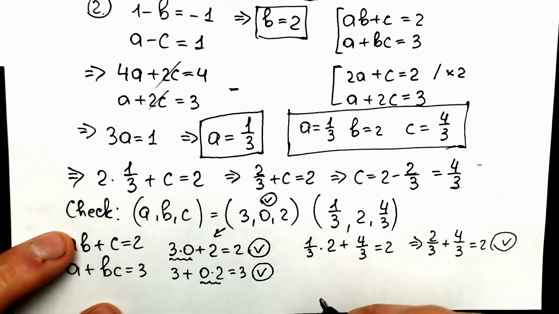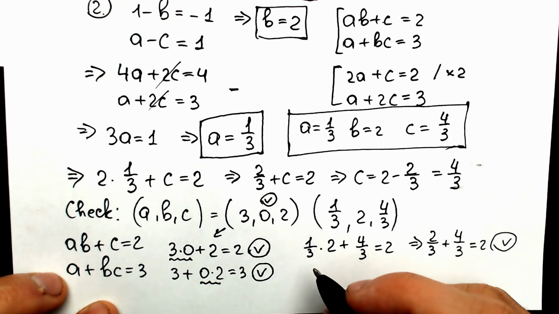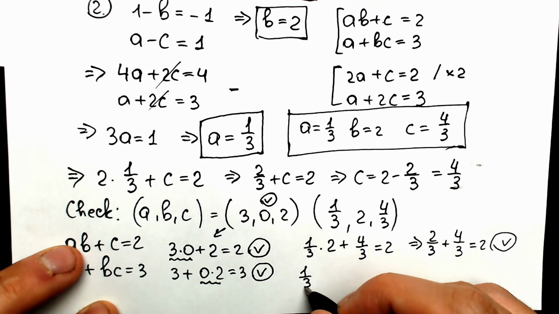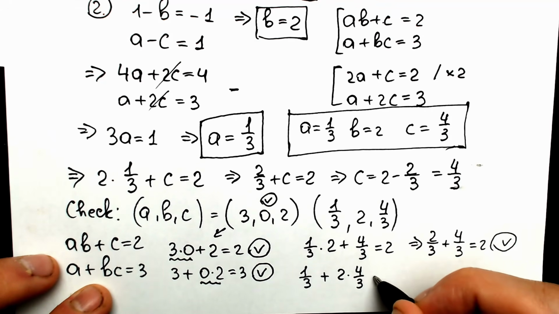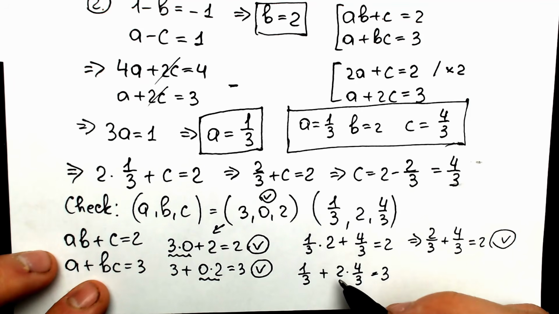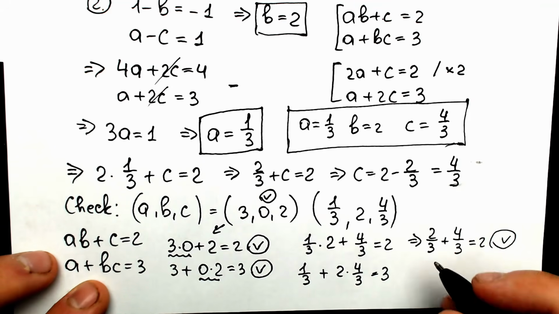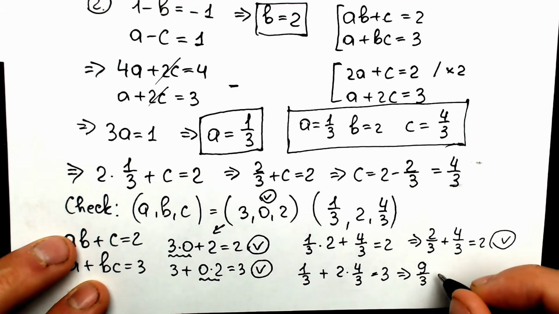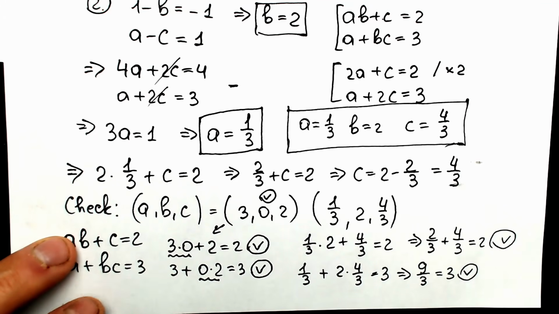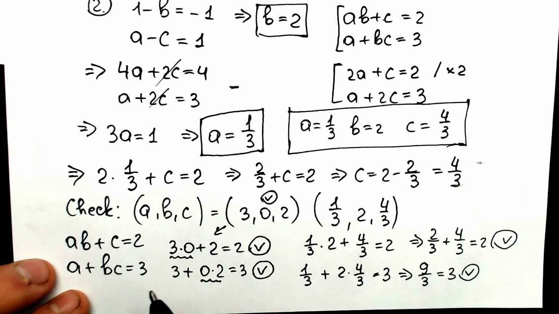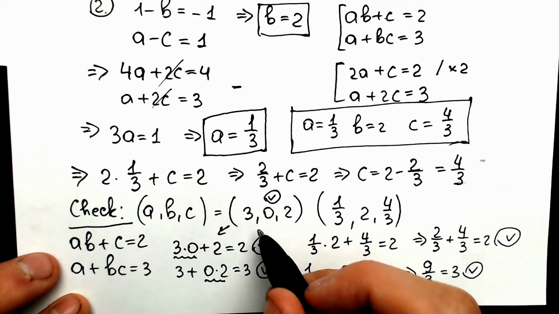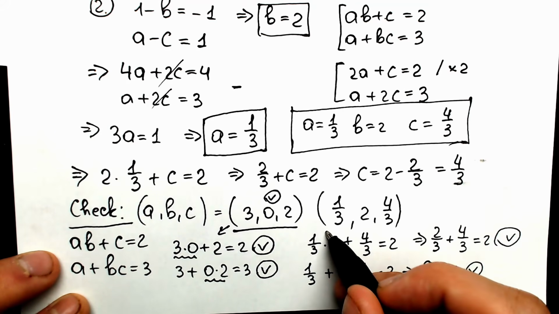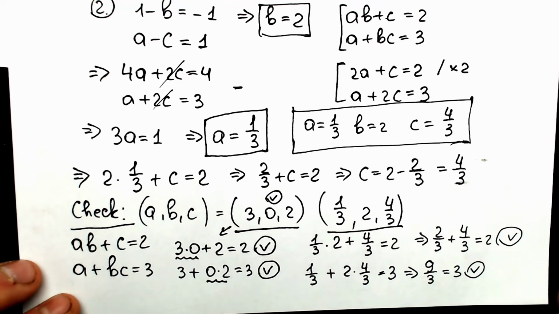And second equation, we have a plus bc equal to 3. So a plus bc is 1/3 plus b, equal to 2, times 4/3 equal to 3. Okay, so let's add it. So we have 2 times 4/3 equal to 8/3, 8/3 plus 1/3, we have 9/3 equal to 3, which is absolutely correct as well. Yeah, so our roots are absolutely correct. Here's our answer. I don't have enough space, so we leave this answer like that. So we have two pairs, 3, 0, and 2, and 1/3, 2 and 4/3.